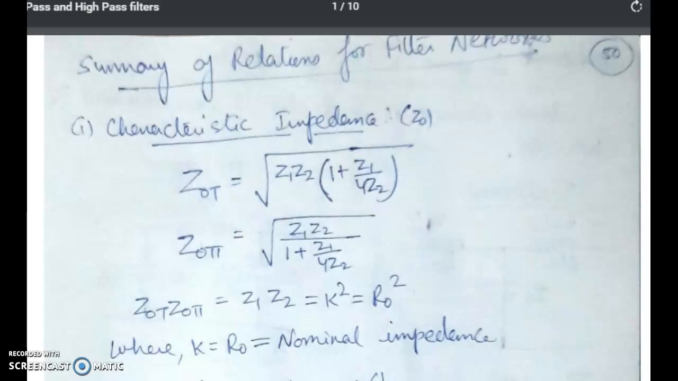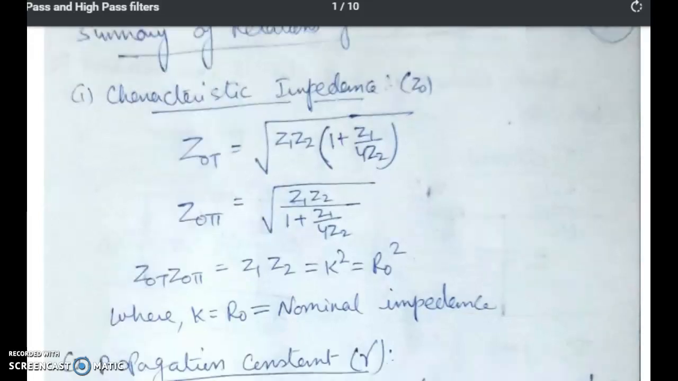So before starting the designing of filter, we will see the summary of the filter networks. Filter networks are defined by their characteristic impedance. For the T network, characteristic impedance is given by root of Z1 Z2 multiplied with 1 plus Z1 upon 4 Z2. Similarly, for the pi network, the characteristic impedance is equal to root of Z1 Z2 upon 1 plus Z1 upon 4 Z2.